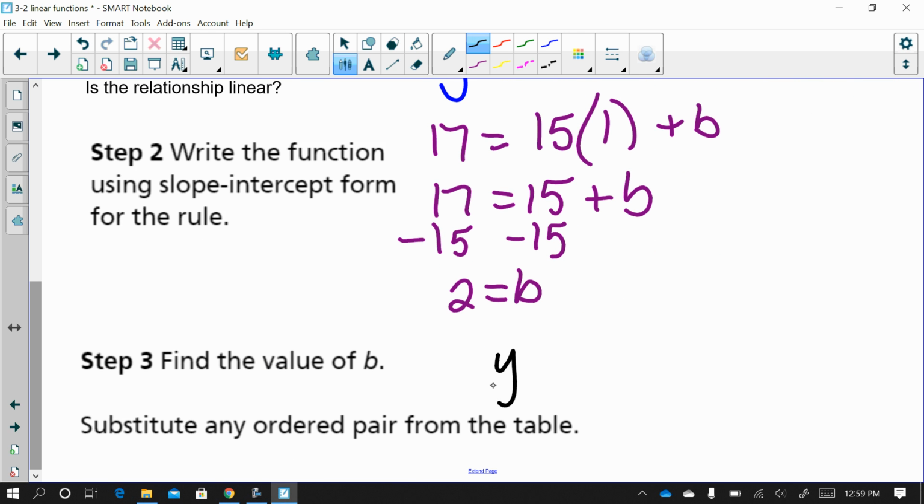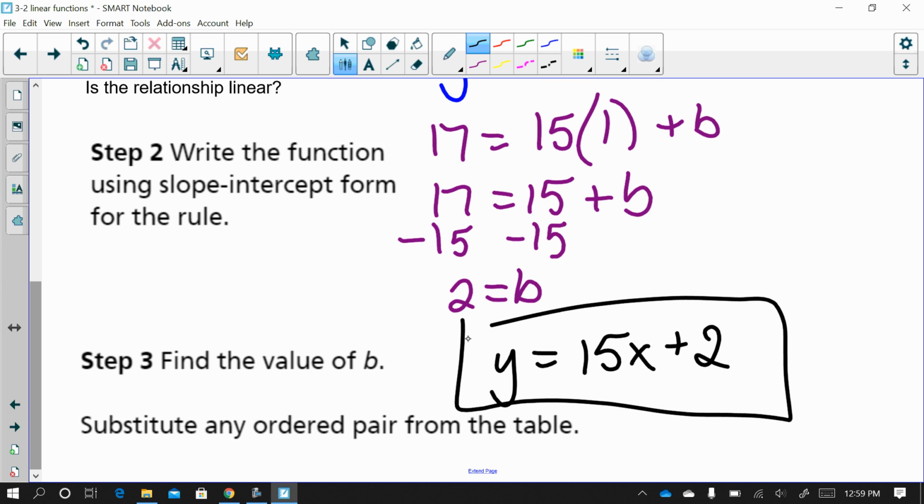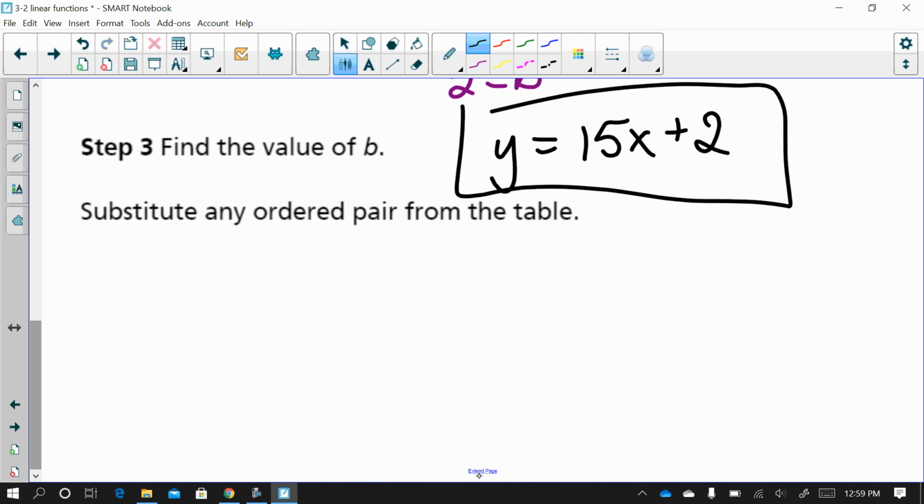So y equals 15x plus 2. That is my function rule. Now, if I wanted to, I could also write this in function notation. Remember, instead of writing y equals, I just write f of x equals. So f of x equals 15x plus 2. And there you have it.